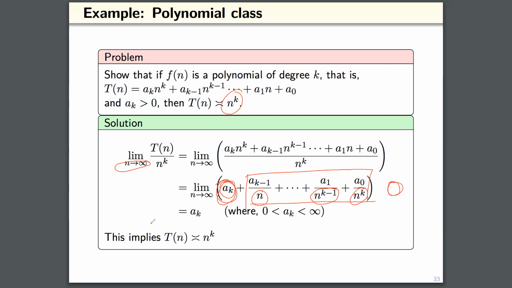What about a_k? If a_k was less than 0, we have a problem, right? Or if a_k is equal to 0, we have a problem. But we know that a_k is definitely greater than 0, so the limit is a_k, a constant, and a_k is greater than 0, so the limit is a non-zero positive constant, of course. Hence, the limit exists and it is a non-zero positive constant, hence the theta relationship. Simple, right? Two lines.